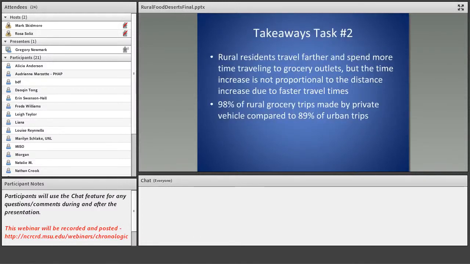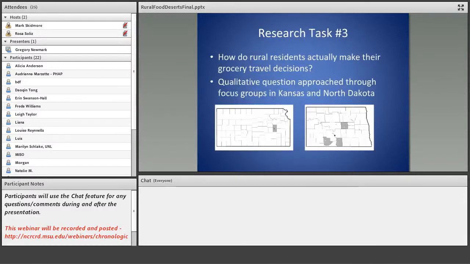to note. So the takeaways here are that rural residents travel farther and spend more time traveling to grocery outlets, but the time increase is not proportional to the distance increase. And as I noted just a second ago, rural shopping is almost entirely made by private vehicle.